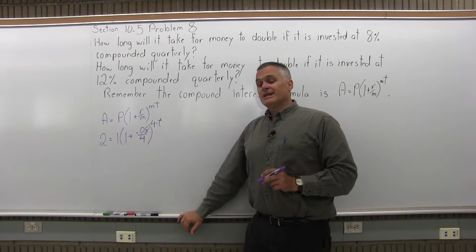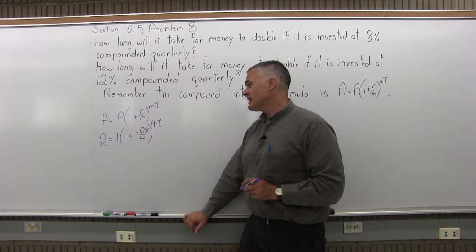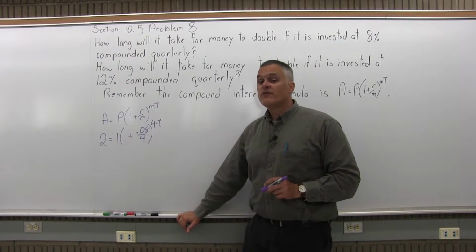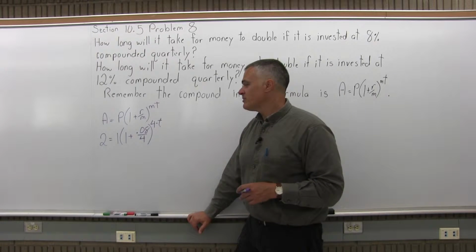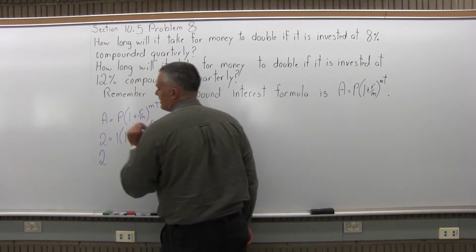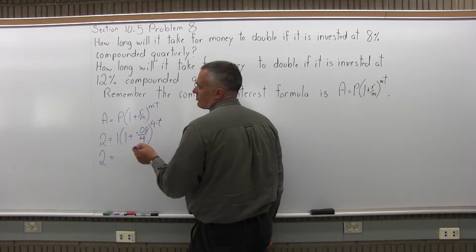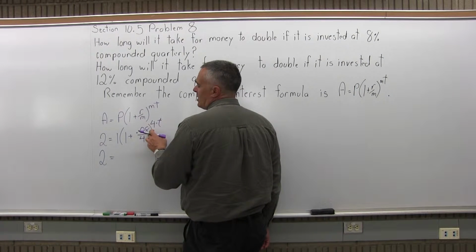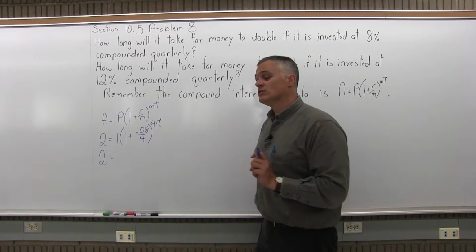So the unknown is in the exponent. To solve this, you really need a log. Again, you could guess at it with some trial and error. You come fairly close, but for an accurate answer, you really want to use a log. So let's clean up the problem a little bit. I have 2 on the left side of the equals. 1 times the parentheses, I don't really need to write the 1. 0.08 over 4 in the parentheses reduces to 0.02.